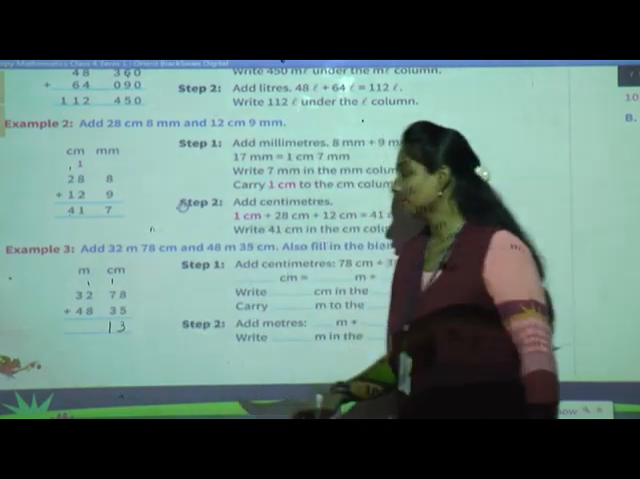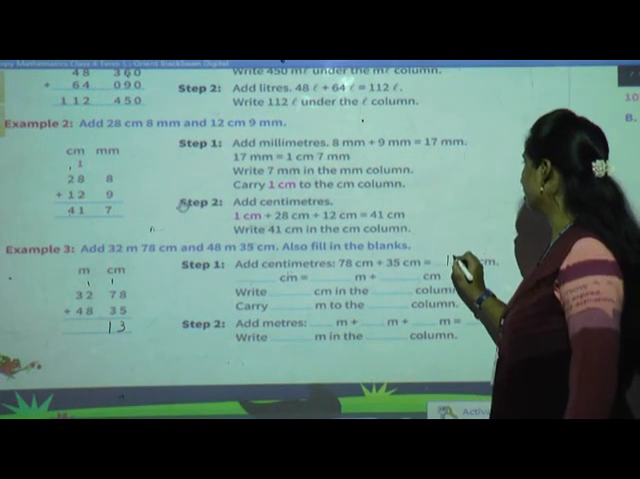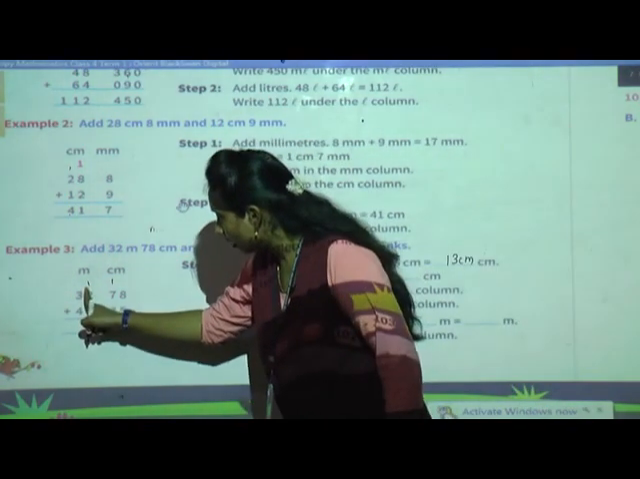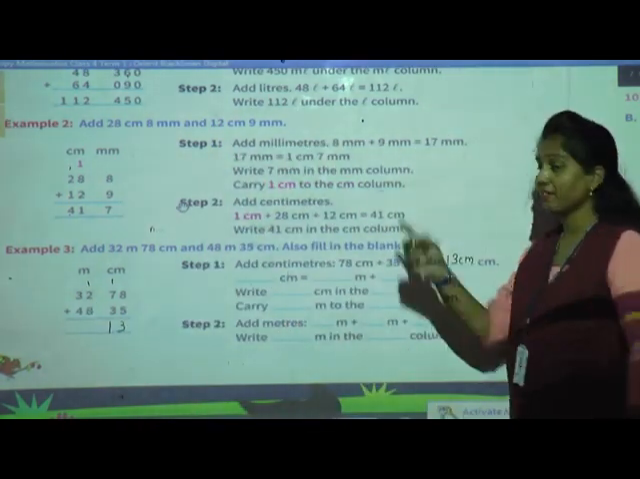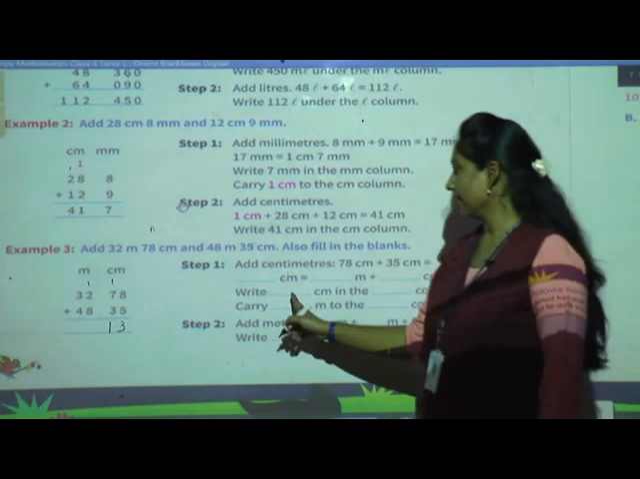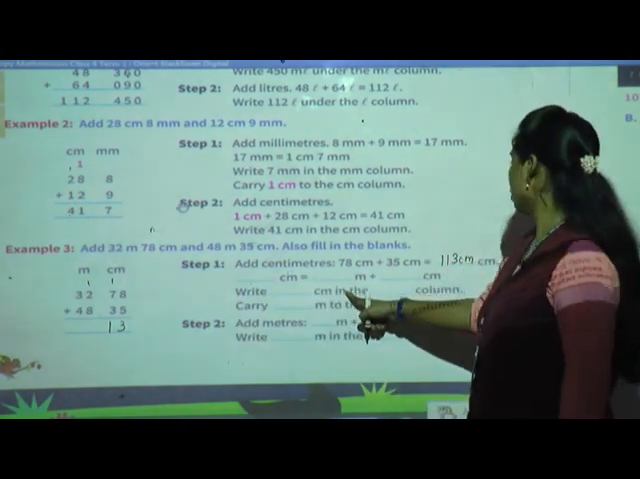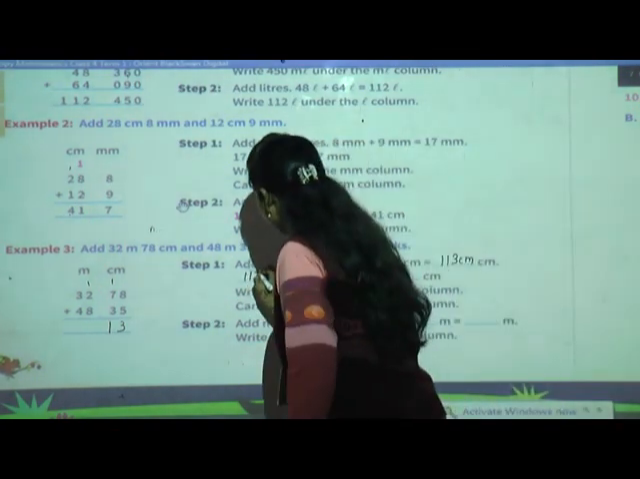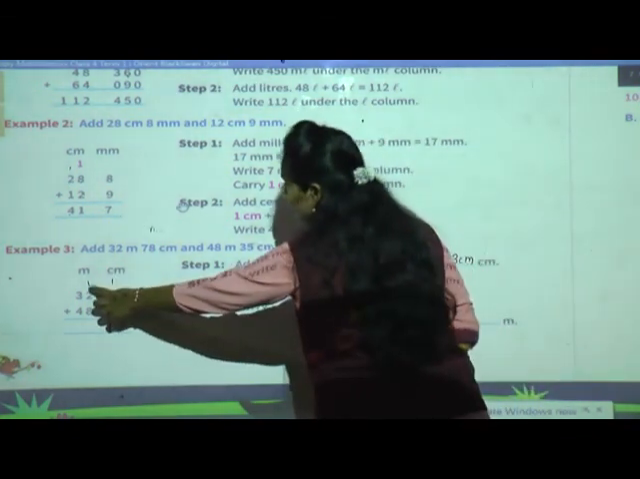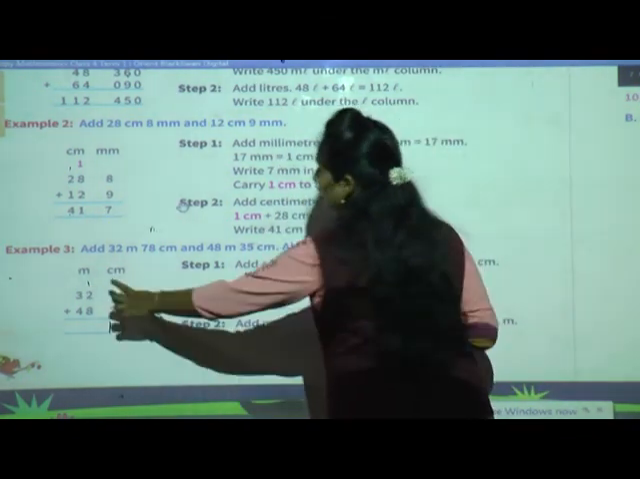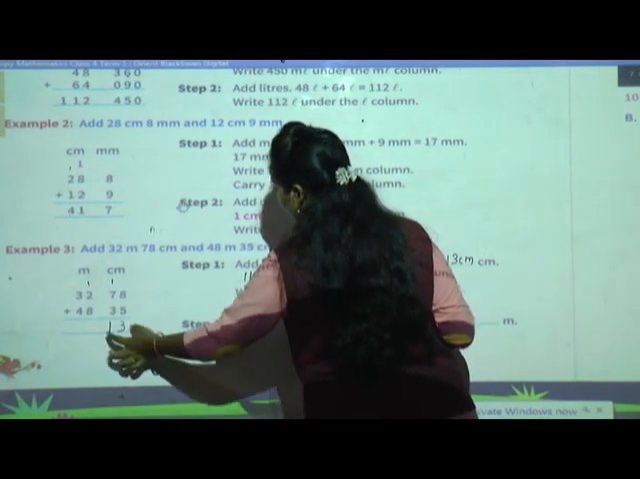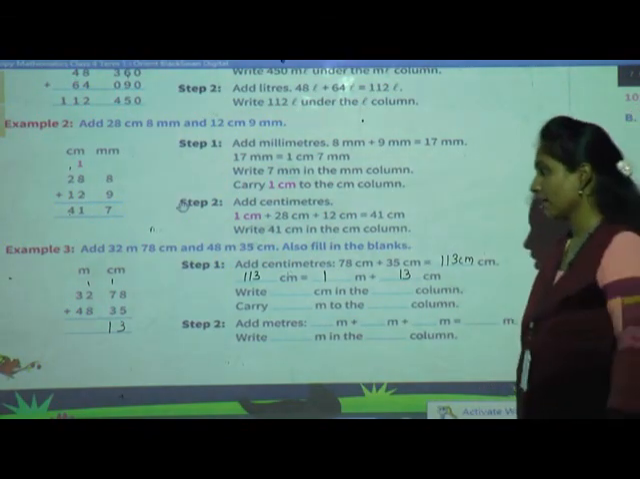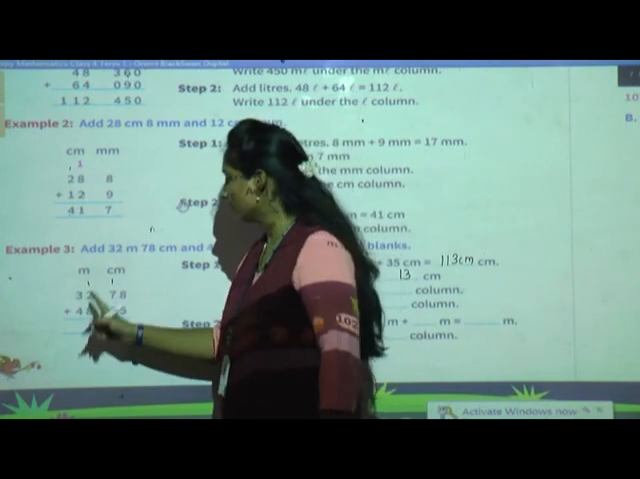But here the answer is what? 113 centimeters. So write here 113 centimeter. How can we write 113? Here 1 is there, so 113 we have carried already. Now the next: dash dash centimeter is equal to dash dash meter and dash dash centimeter. So 113 centimeter means how many meters is it converted to? Carry 1 meter. See, 1 went into meter and the 13 is remaining in centimeter. Isn't it? Yes.